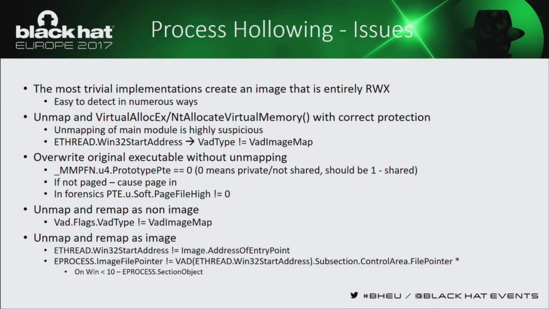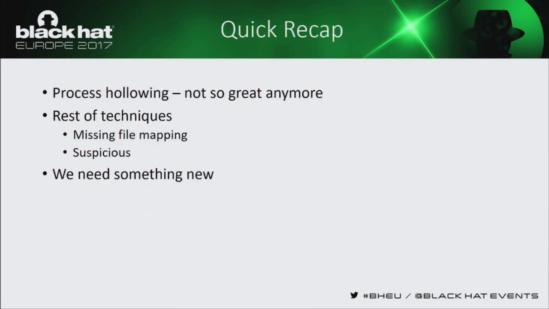And the best way to do this, to make it look as genuine as possible, is by unmapping and remapping another file as an actual image, in which case, first of all, the start address of the thread is not going to match the address of entry point of the image that's actually loaded, and also the file object that is associated with the process is going to be different from the file object that the virtual address descriptor is pointing to. So process hollowing, not so great anymore given what we just saw.